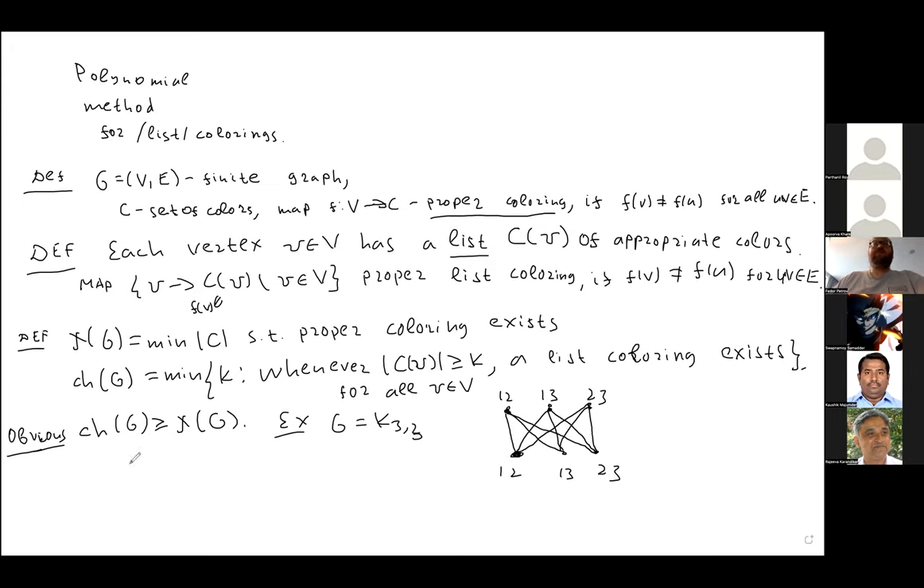Actually, even for bipartite graphs, for which the chromatic number is at most 2, the choice number may be really large. So these two quantities may differ dramatically. Okay. What I want to discuss concerns list colorings, but in some situations it gives results even for usual colorings.